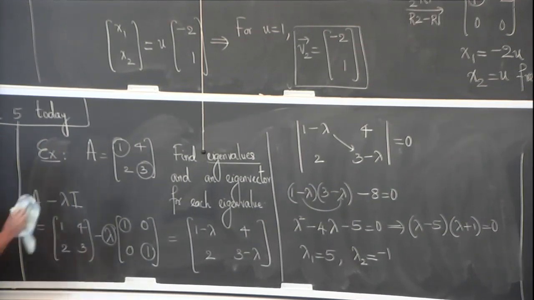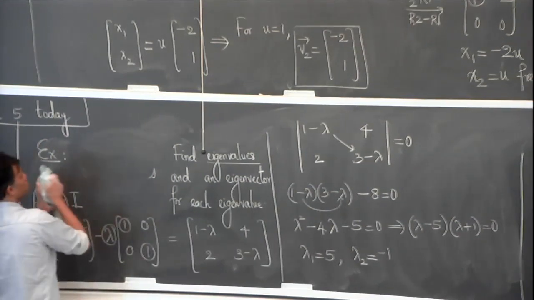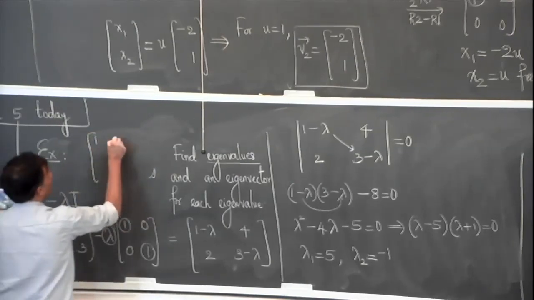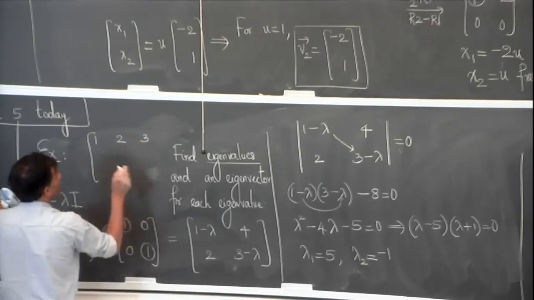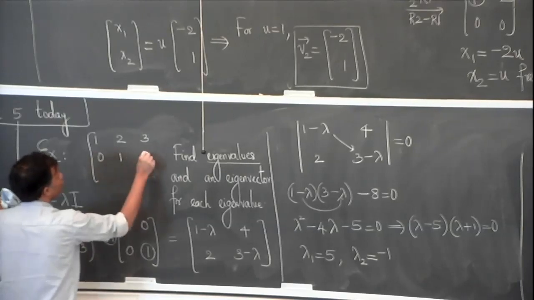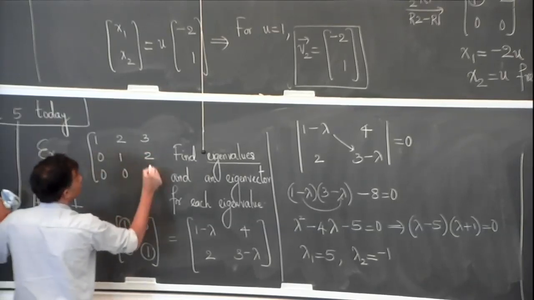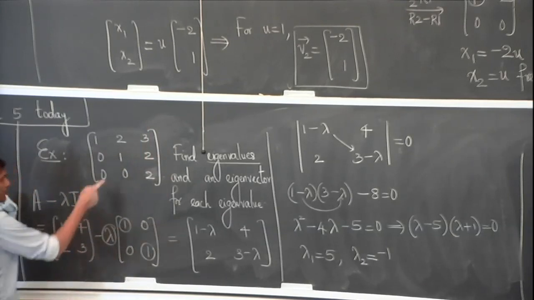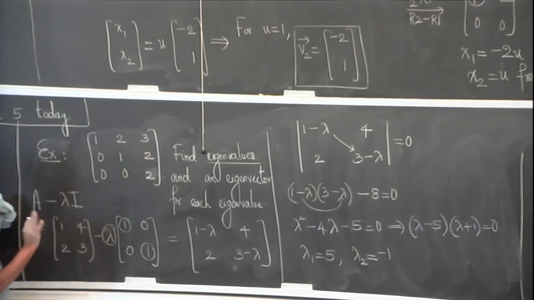All right, let's do a very easy 3 by 3. So 1, 2, 3, 0, 1, 2, 0, 0, 2. I'm purposefully keeping some zeros here because I want this to work out easily, and then on Monday I'll bring in some bad examples.